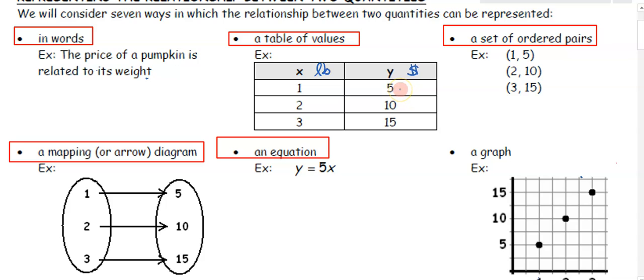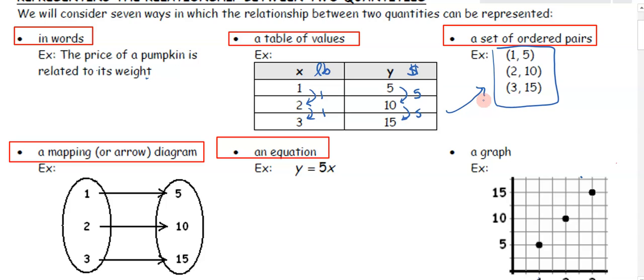The rate of change is how much I am increasing by for every 1 unit of pound, right? So I am increasing by $5 for every 1 pound increase. And you can see that that is remaining constant, $5 per pound. $5 per pound. That is a constant rate of change. Therefore, this relationship is linear, okay? A set of ordered pairs is really just a table of values, right?